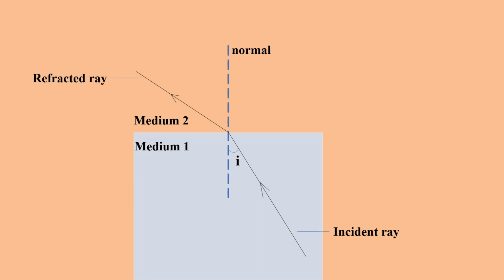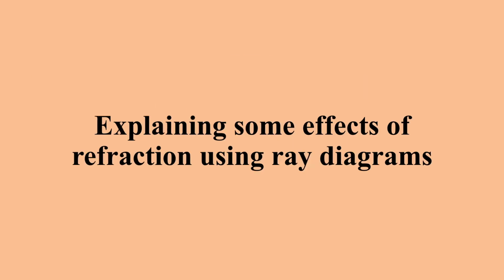The angle I between the normal and the incident ray is called the angle of incidence, and the angle R between the normal and the refracted ray is called the angle of refraction. Let us now use some ray diagrams to explain some effects of refraction.